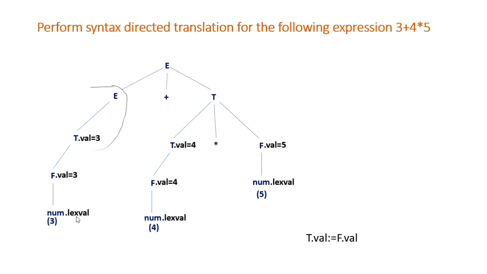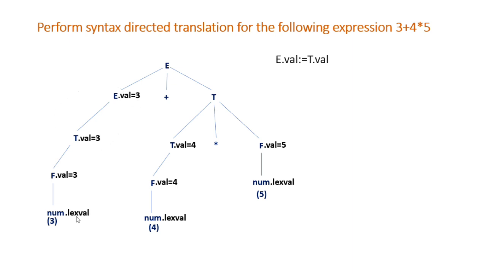Now we will try to evaluate E tends to T. We see the semantic rule associated with that: e.val = t.val. That means t.val will be stored in e.val. So t.val is already 3, so e.val will be 3.